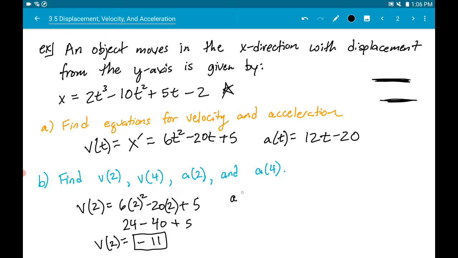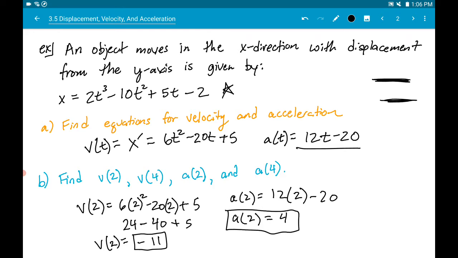But if I do a of 2, then I would plug in a 2 here. So 24 minus 20, it looks like a of 2 would be 4. I should have put units on here, meaning like it's traveling at feet per second or something, but shame on me. We'll figure that out as we go.